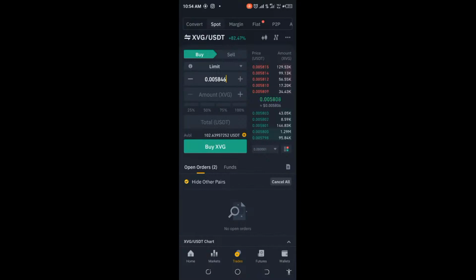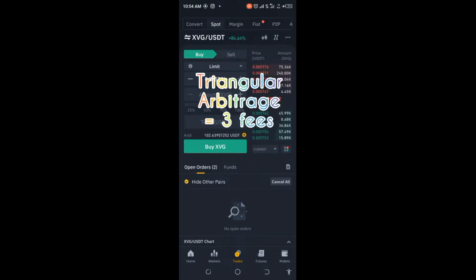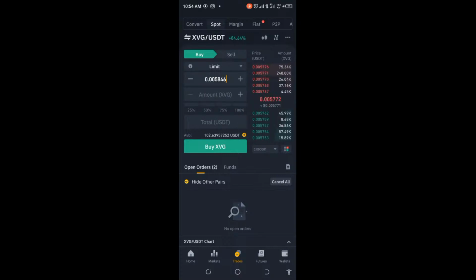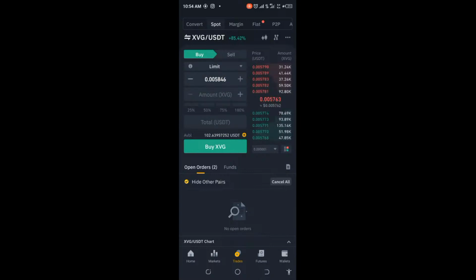And the good thing about it is that when you're doing spot trading, you only have two trading fees to pay. If you're doing triangular arbitrage, you've got three trading fees to pay. If you're doing inter-exchange arbitrage, you're going to have two trading fees to pay and one transfer fee. That means you're going to have three different sets of fees. So in spot trading, you'd have two trading fees to pay, and in triangular arbitrage and inter-exchange arbitrage, you have three. So this is much, much cheaper to execute in terms of the fees that go into it.